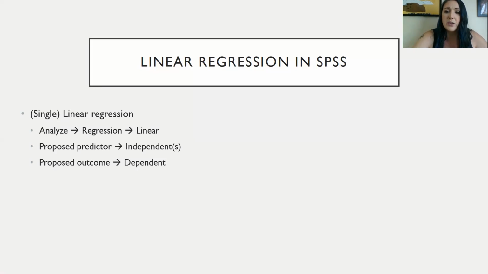Regression is all about generating predictions. Linear regression is the kind of regression that piggybacks on linear type relationships as we learned about with correlations. So that's why we're learning linear regression.